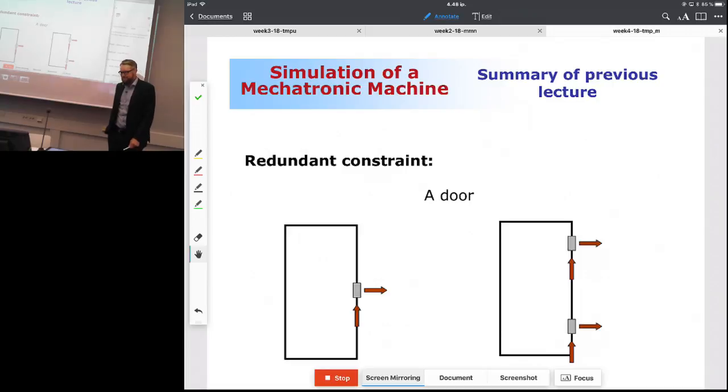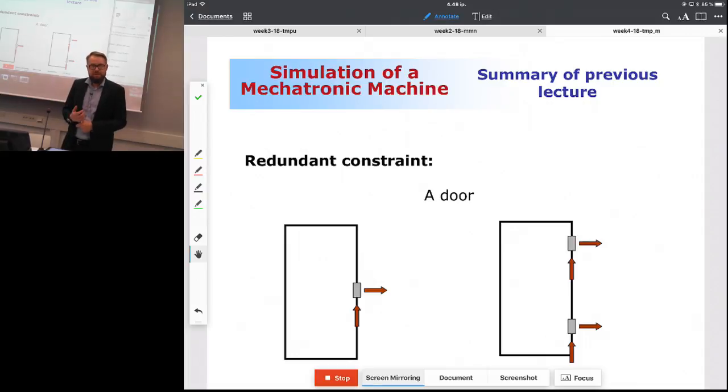Awesome, okay. So last week we discussed redundant constraints. Redundant constraints are constraints that are not independent. They are actually eliminating the same generalized coordinates, and they're affecting the generalized coordinates in a similar way. And if that's the case, that's mathematically redundant constraints.